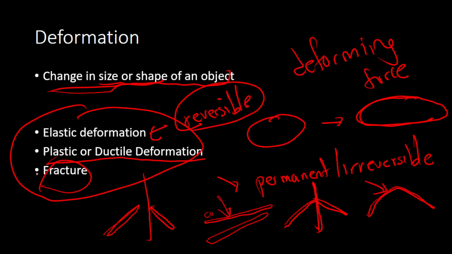So these two, the plastic or ductile deformation and fracture, are irreversible, while elastic deformation is reversible. So again, deformation is the change in the shape or size of an object. Then we have the types: elastic deformation, plastic or ductile deformation, then we have fracture, the three types of deformation.